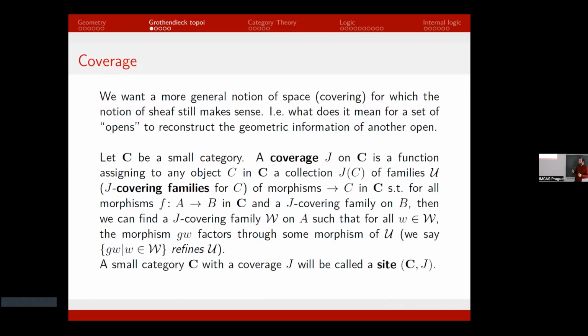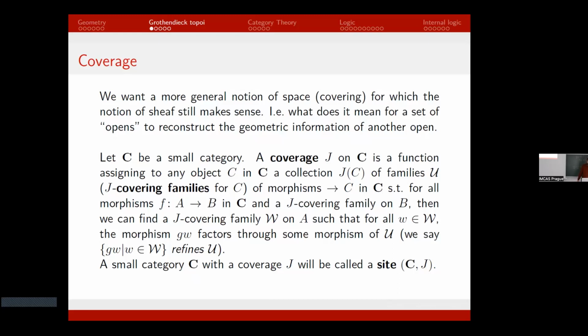We want to give a notion of what it means for a family of arrows to cover an object, so that I can recover the information of that object from the domains of these maps. But let's see in detail. So instead of O of X, we take a small category. So this will be our environment now. Every object of this category will be a place where I will be able to define sections of a presheaf and then of a sheaf.